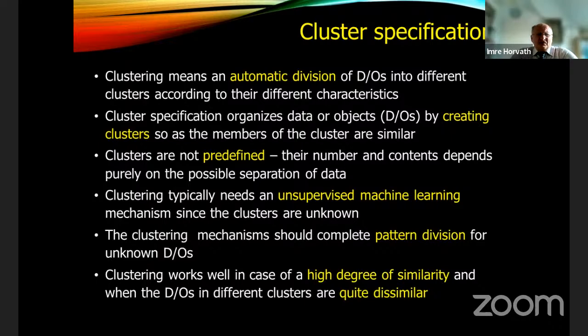Generally, clustering works well when there is a high degree of similarity within clusters and when the data and objects in different clusters are quite dissimilar. What this means is that if there is an even distribution of the properties, the features, then it is very difficult to make meaningful clusters. However, if there are significant groupings with regard to the characteristics, then these groupings can be considered as the potential content of the cluster.